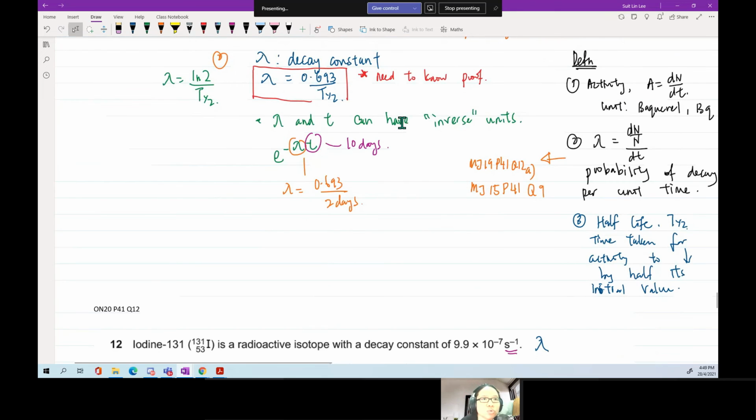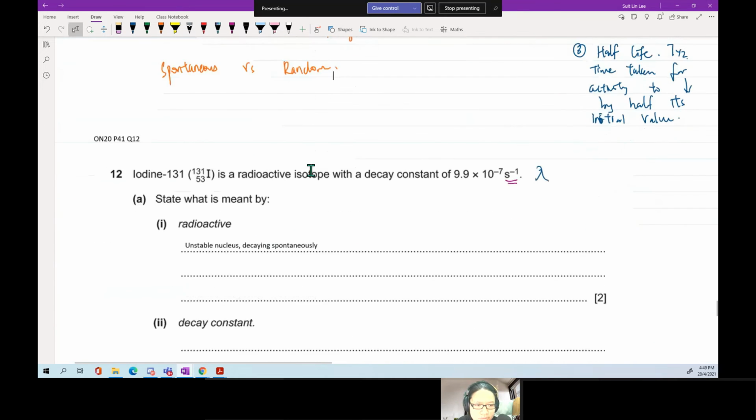Extra things you need to know. I write here: what is spontaneous? What is random? It's in your notes. Spontaneous means you don't know when it will happen. Your friend is very spontaneous, maybe calls you at 2 a.m. for MACD before MCO. Random is you don't know which one will decay. Every particle will have the same chance of decaying and it's not dependent on the conditions. Go look at the notes.